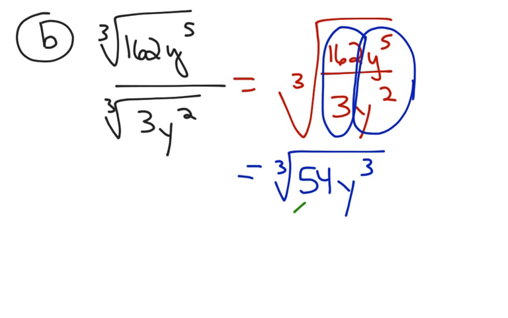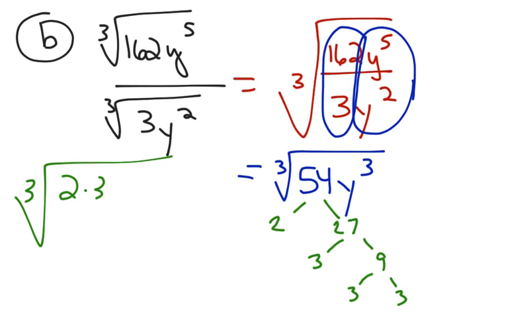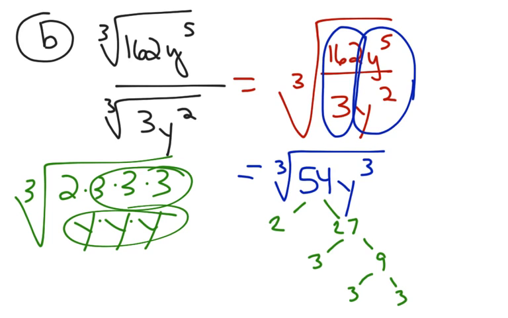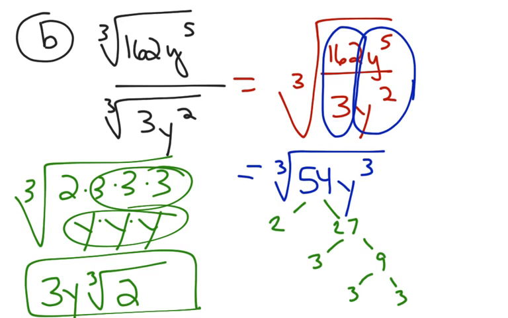I'll go and do this. It's even, so I can break it down into 2 and 27, which breaks down into 3 and 9, which breaks down into 3 and 3. So we're going to do the cube root of 2 times 3 times 3 times 3, and then there are 3 y's. Cube root says look for groups of 3. I can take out one group of 3's and a group of y's, and I'm left with a 2 under the cube root symbol. So it must simplify into 3y, the cube root of 2.